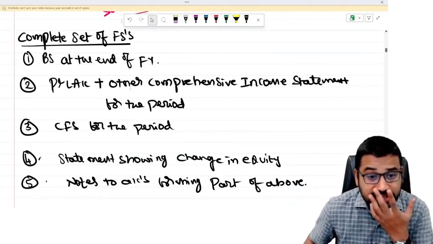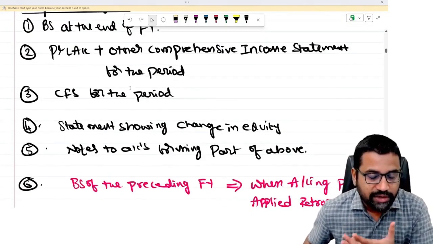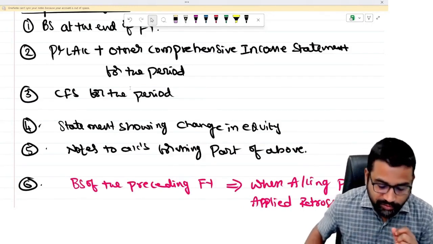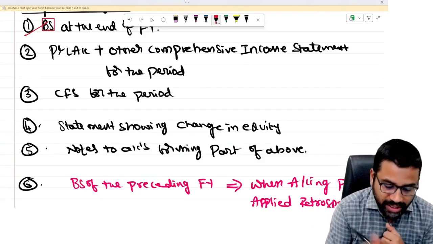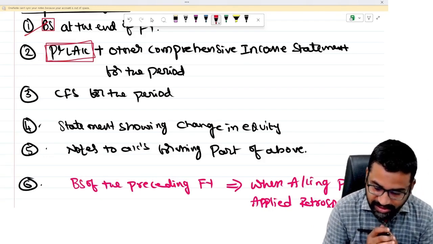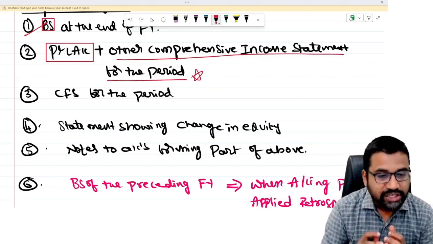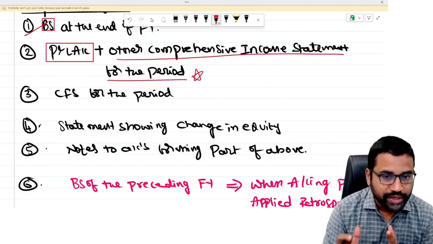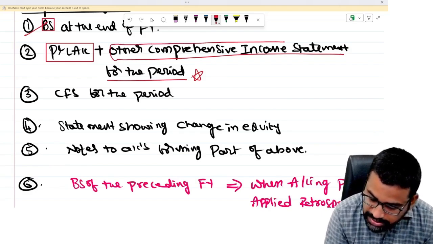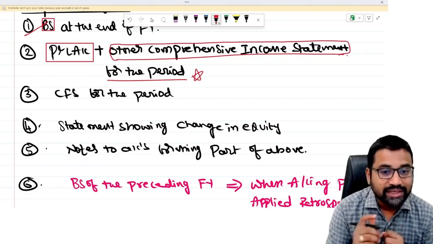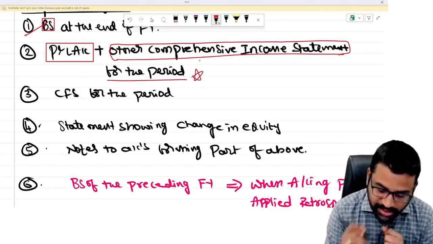Next, complete set of financial statements. If you read Ind AS 1, what is included in financial statements? First, balance sheet as at the end of the financial year. Then P&L account for the financial year, and other comprehensive income statement for the period. This is very, very important. Generally, if you read the Companies Act or normal accounting standards, financial statements include balance sheet and P&L account. But here, there is the other comprehensive income statement as per Ind AS 1. So along with the P&L account, you have to prepare the other comprehensive income statement for the period. Remember, this is very important.